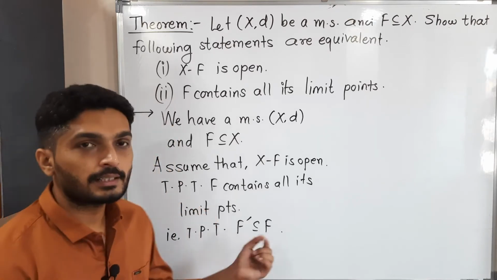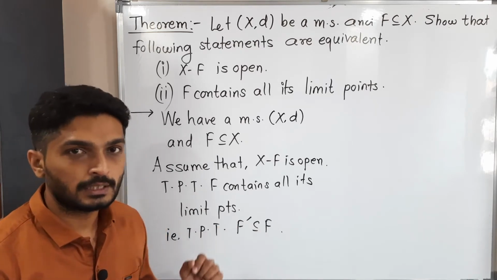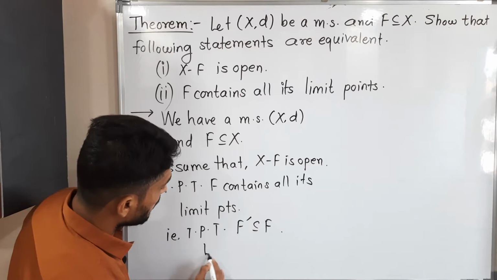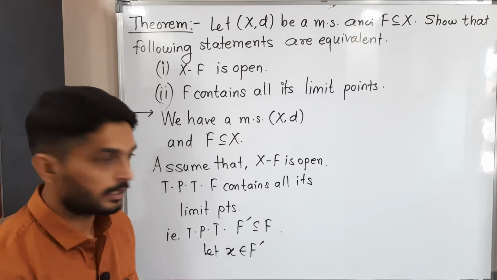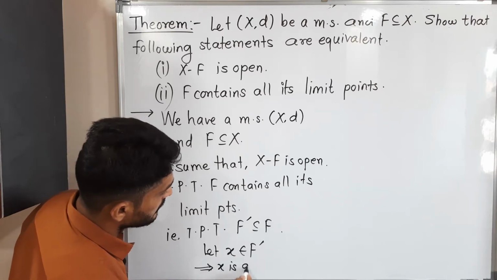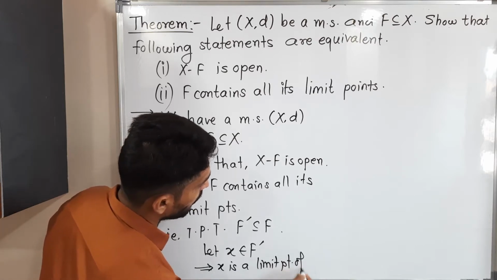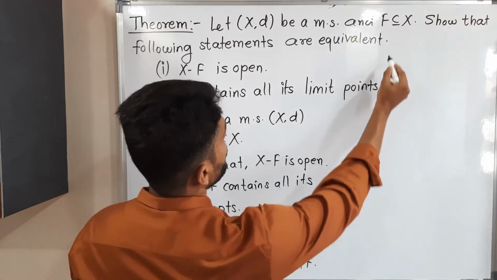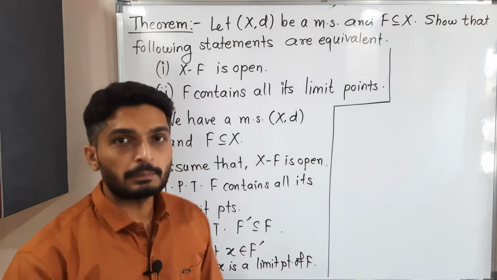How to prove one set is a subset of another? We will take one point from the first set and prove it is in the second set. So let x belong to F dash. That means x is a limit point of F. So we have some space here. Let us use it.